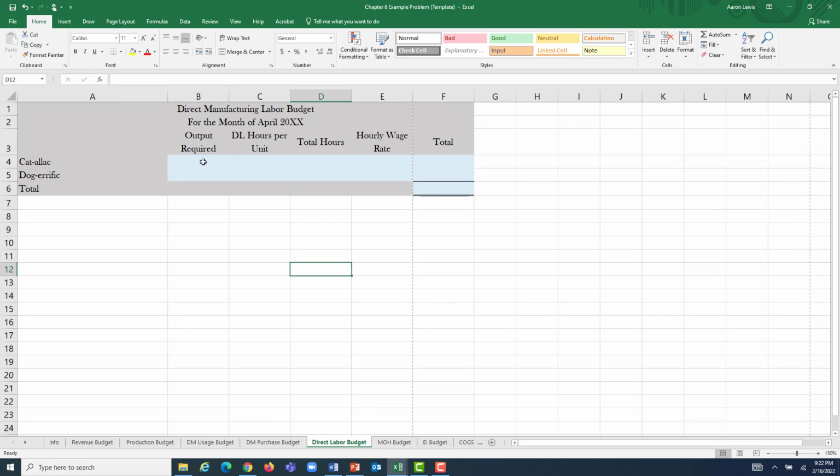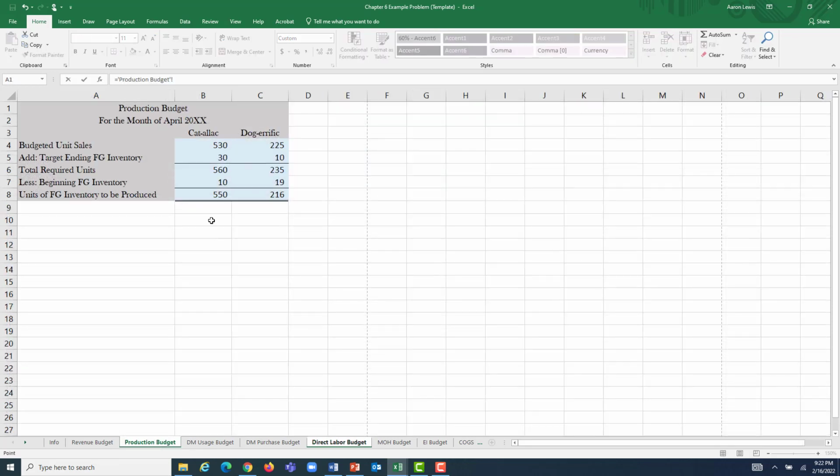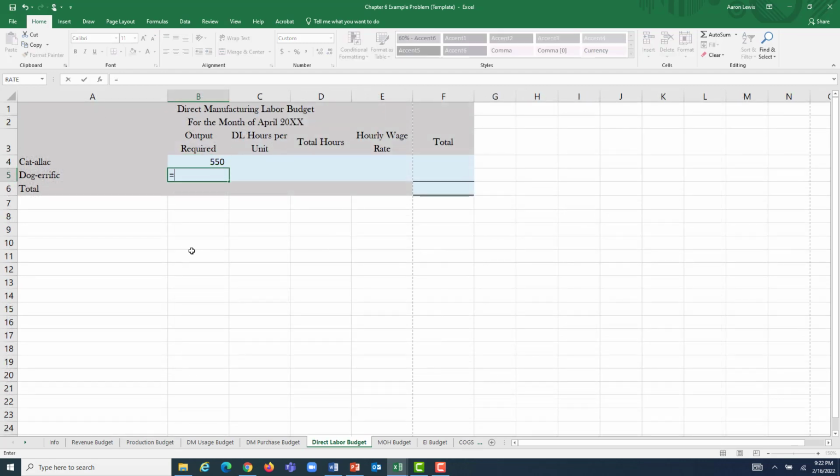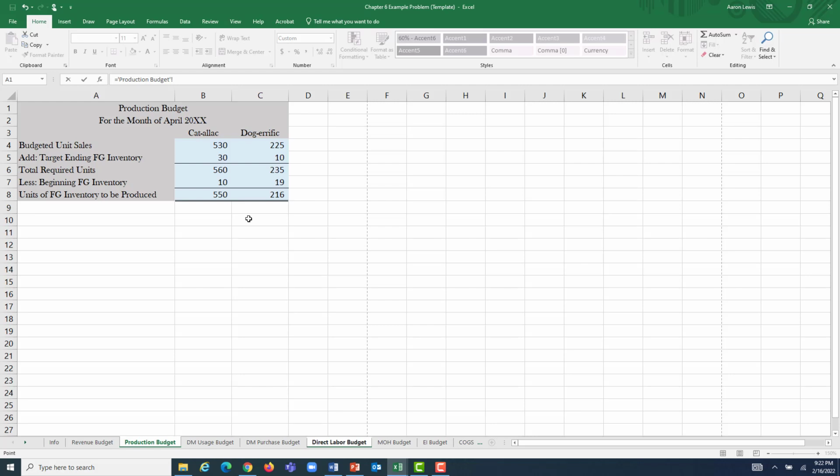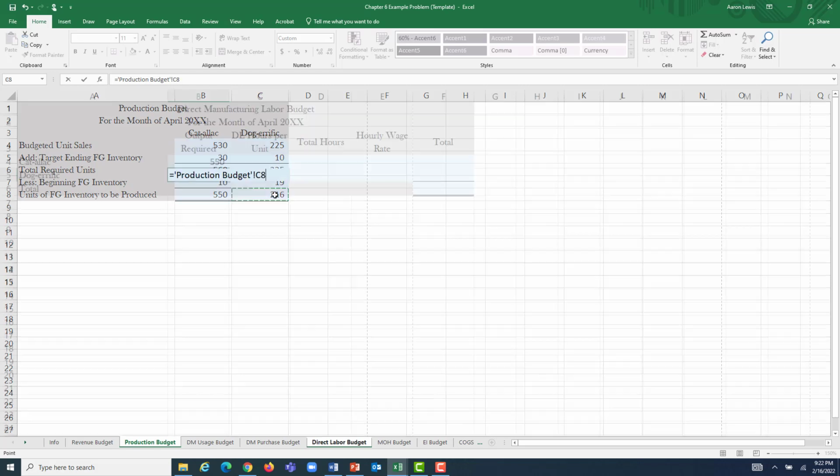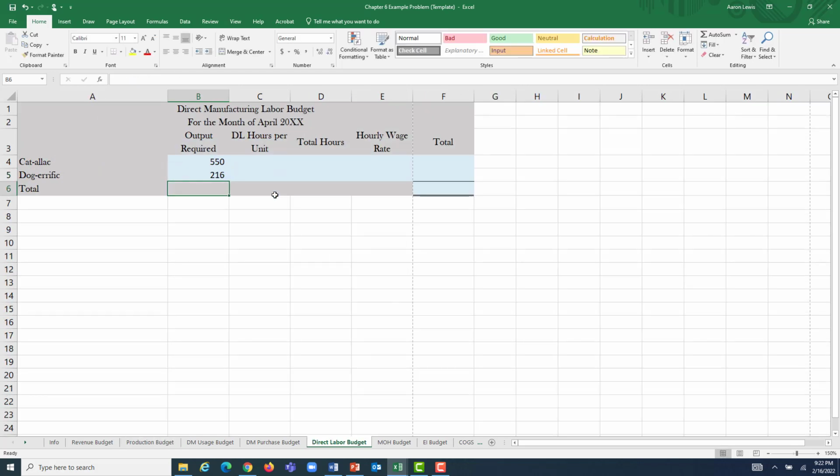So I can go and bring those numbers into this budget. Grab them right from the production budget. 550 Cadillacs and 216 Doggerifics. How many hours in total is that going to take us to produce? How many hours are we going to pay our laborers to make those Cadillacs and Doggerifics?